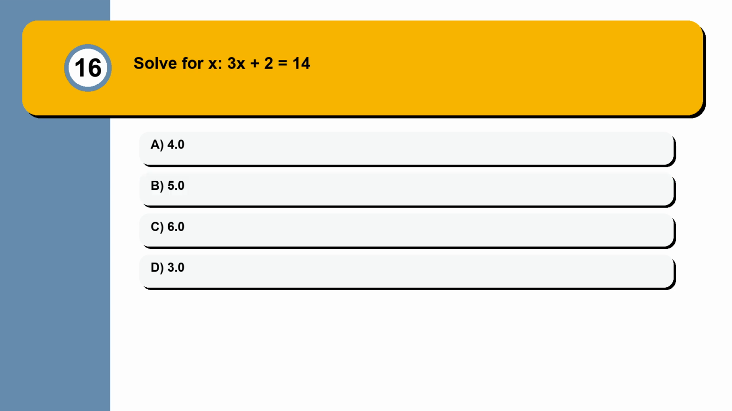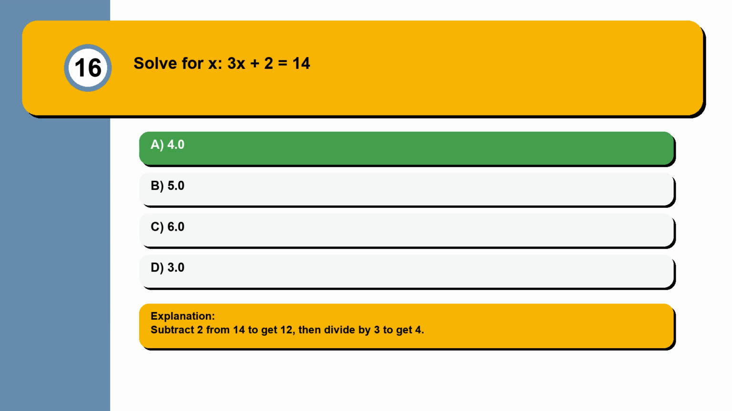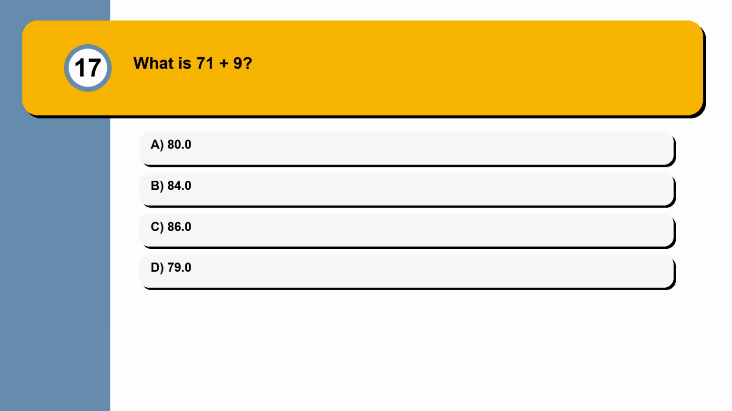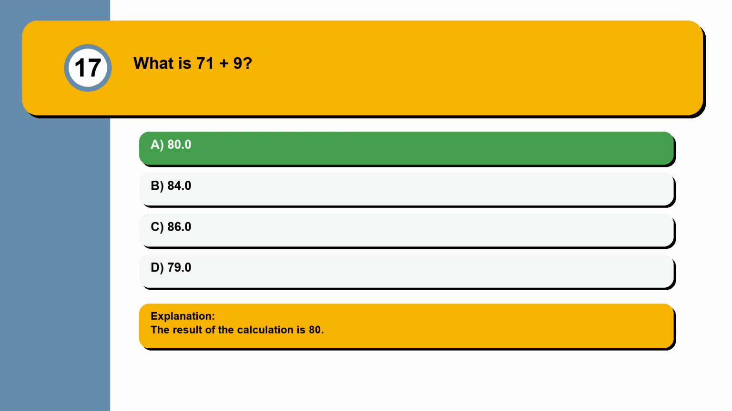Question 16. Solve for x. 3x plus 2 equals 14. 4.0, 5.0, 6.0, 3.0. Subtract 2 from 14 to get 12, then divide by 3 to get 4. Question 17. What is 71 plus 9? 80.0, 84.0, 86.0, 79.0. The result of the calculation is 80.